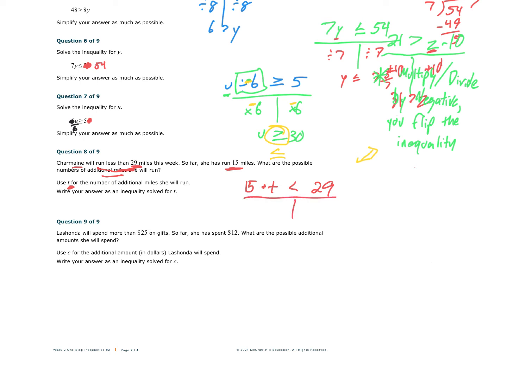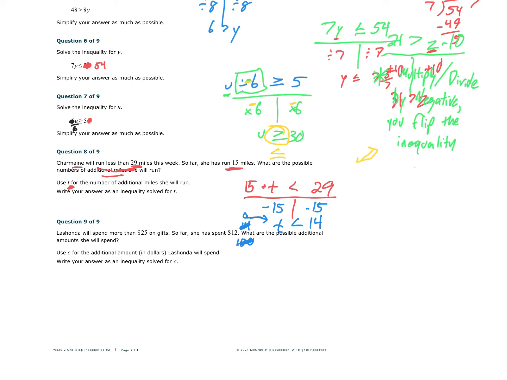Again, we want to isolate our variable. To do this, I subtract 15 from both sides. T is less than 14. And like we did yesterday, I should try a smaller number, the number itself, and a bigger number, and see if that works. If they run 0 more miles, does that make sense? Yeah. If they run 14 more miles, does that make sense? No, that'd be exactly 29. If she runs 100 miles, will that make sense? No. 0 is the only number that should work in there.